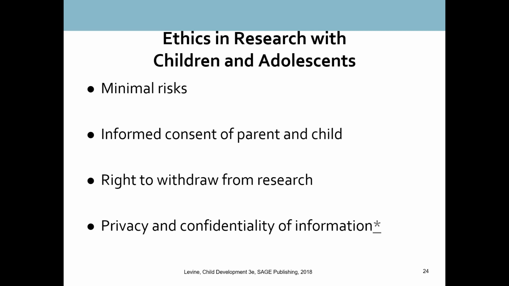Informed consent of parent and child. The consent of the child is important if they're at least 7 years of age. Then they have to consent as well. You cannot just rely on the parents. So for 6 and under, we allow the parents to make the decision for the child.